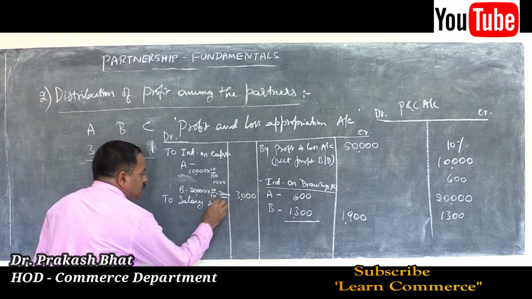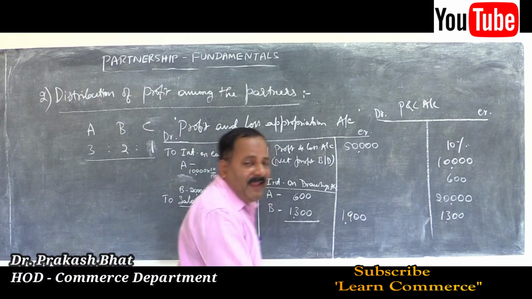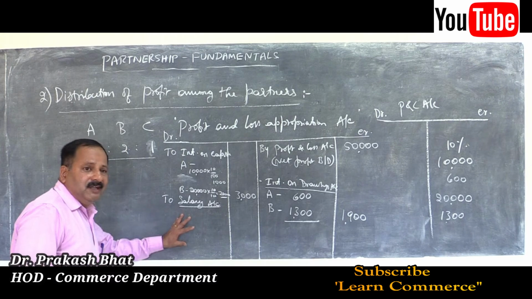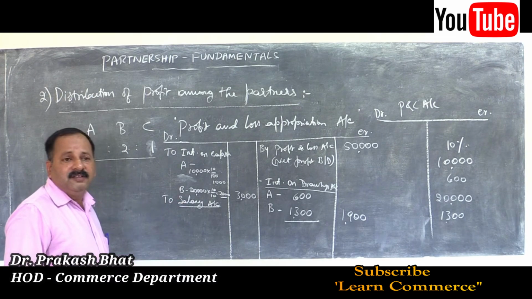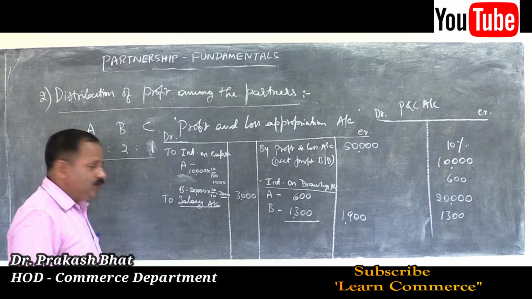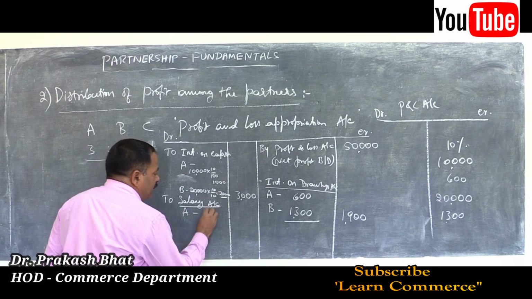Salaries account. Out of that, maybe salary will be given to one partner, Mr. A. If salary is given to both partners A and B, no problem; to record both, the salaries of A and B should be recorded. I will take it as salary only to A, maybe 5,000.